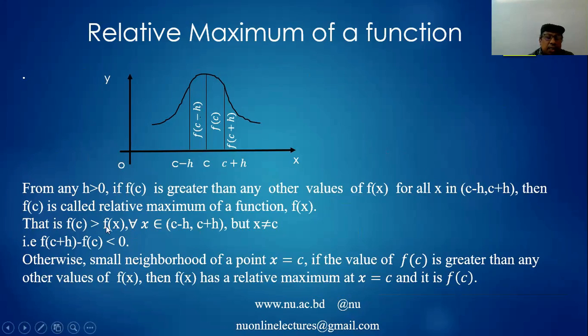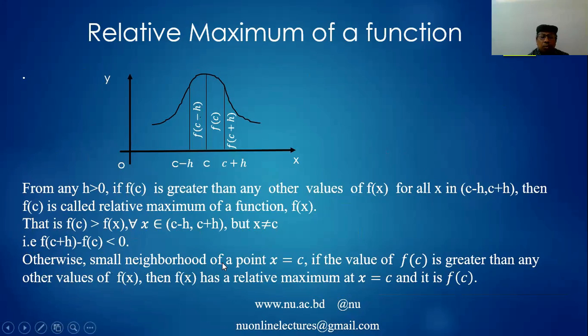That is, f of c is greater than f of x for all x belonging to this interval c minus h, c plus h. But you have to remember it, x not equal to c. Don't forget it. When we write the statement, we must remember that x is not equal to c. After writing this, that is f of c plus h minus f of c is less than 0.